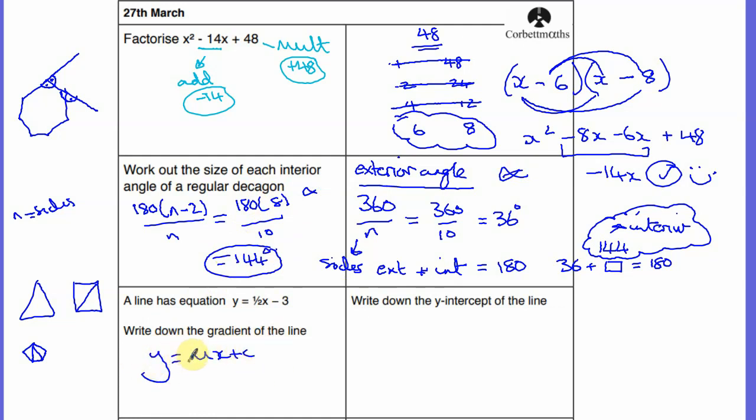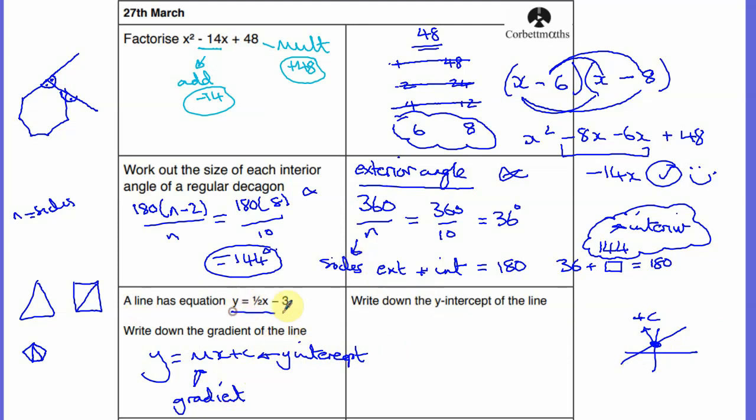So our standard line is y equals mx plus c, where m is the gradient and c is the intercept with the y-axis. So if we were to draw a graph like this, that point there would be the plus c, and the gradient is how steep it is.